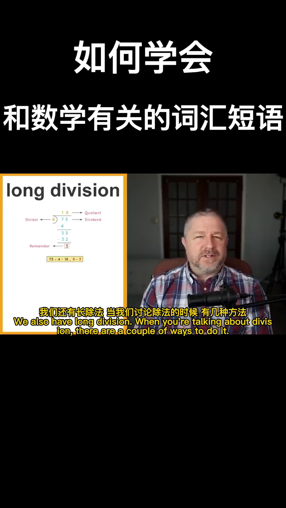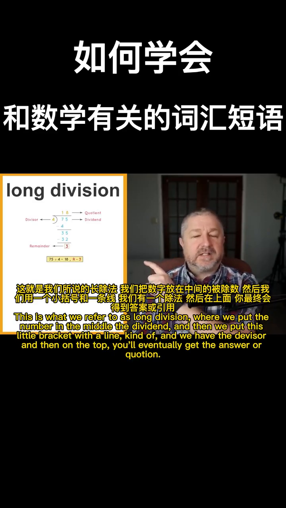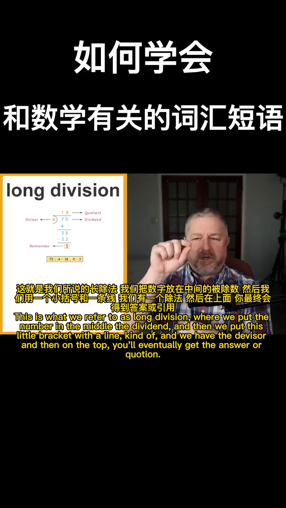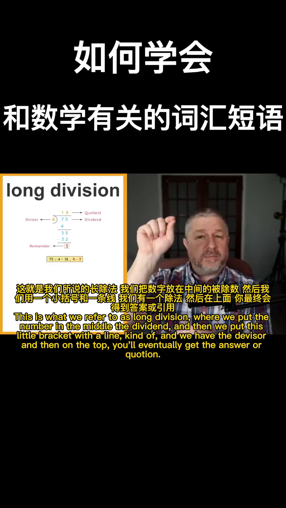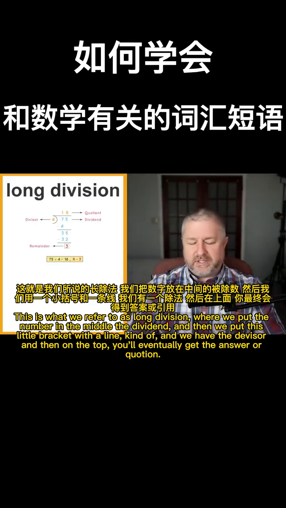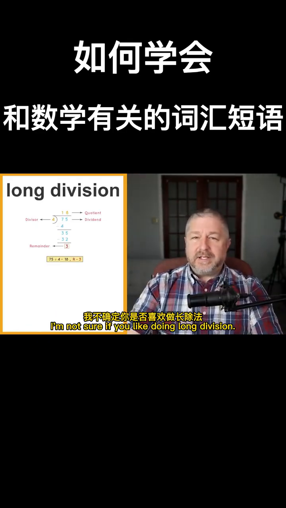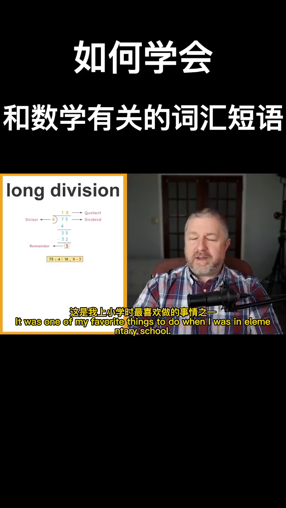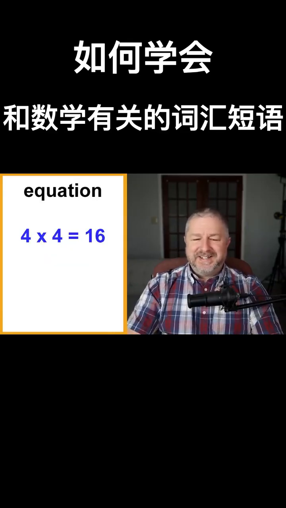We also have long division. When you're talking about division, there are a couple of ways to do it. This is what we refer to as long division, where we put the number in the middle, the dividend, and then we put this little bracket with a line, and we have the divisor, and then on the top, you'll eventually get the answer or quotient. I'm not sure if you like doing long division. It was one of my favorite things to do when I was in elementary school.